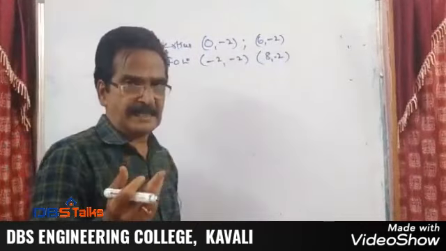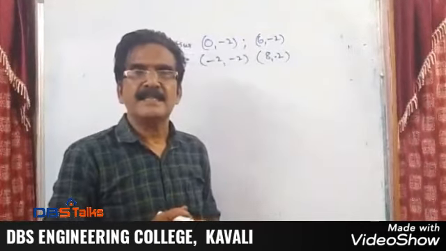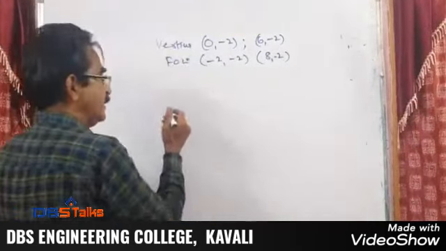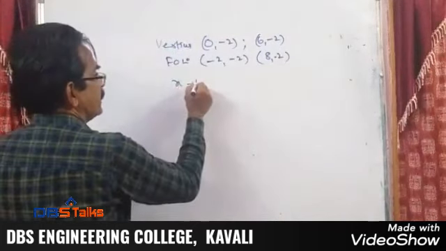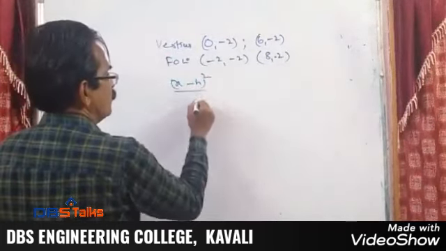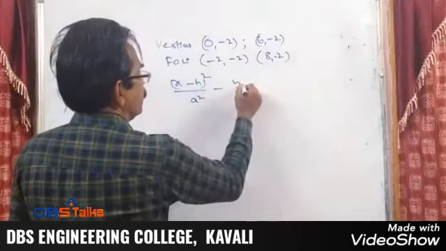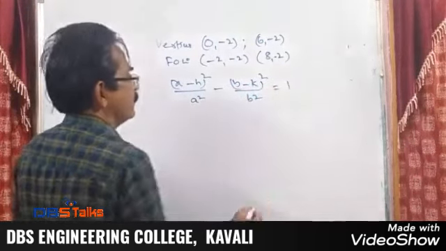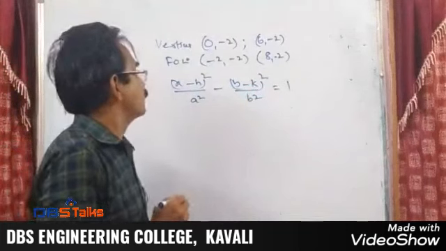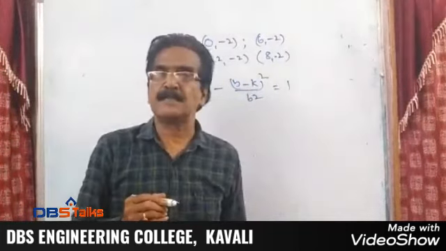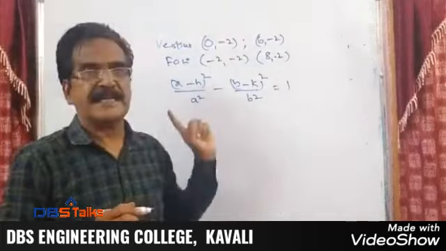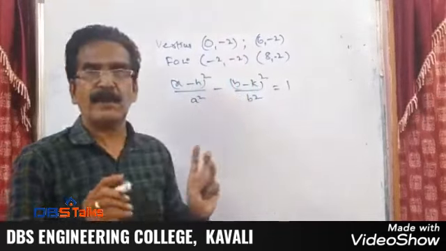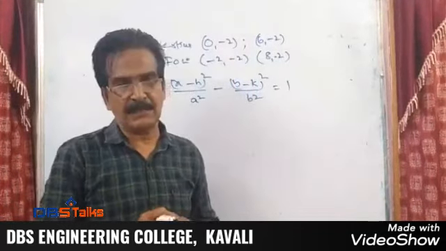When parallel to the x-axis, with center h, k, the equation of the hyperbola is x minus h whole square by a square minus y minus k whole square by b square is equal to 1. This is the standard form. Here we have to find the values of h, k, a square, b square. Then we can write the equation of the hyperbola.